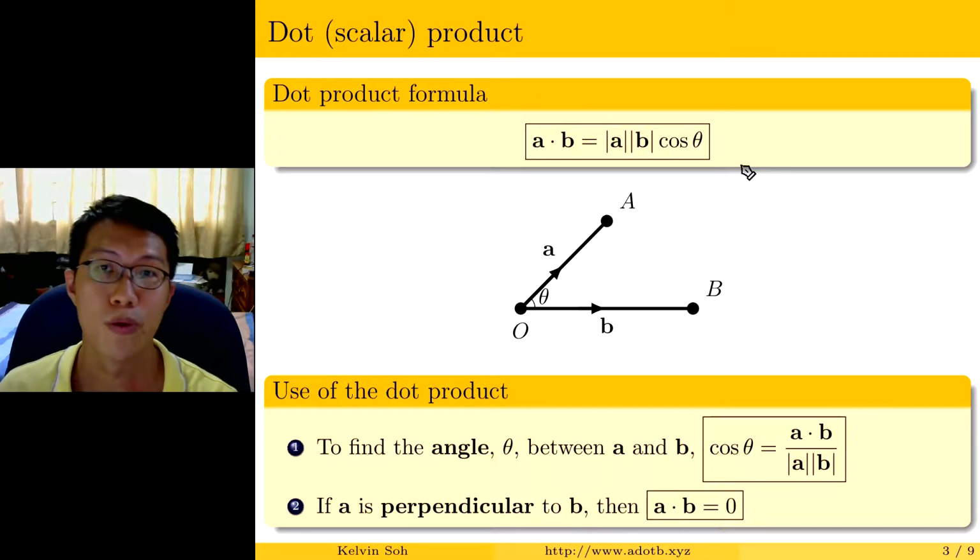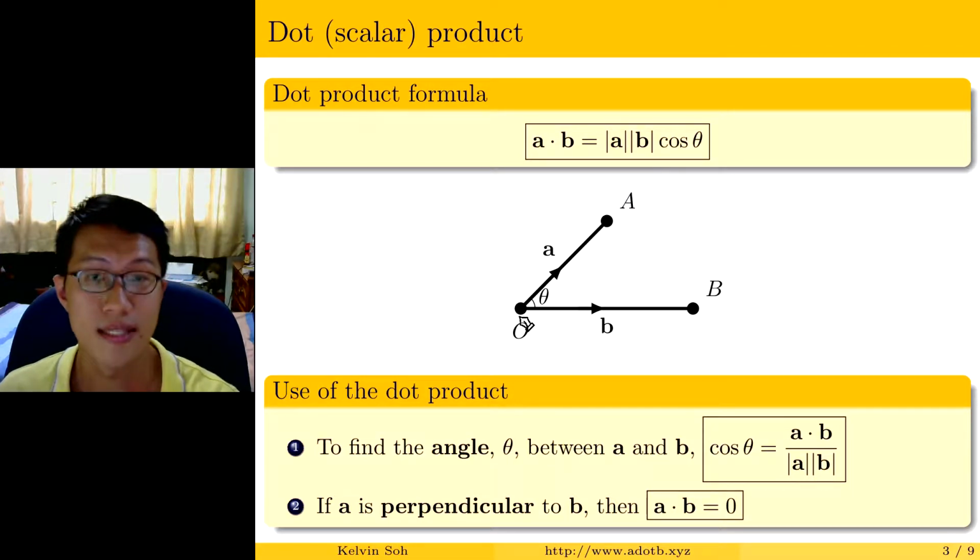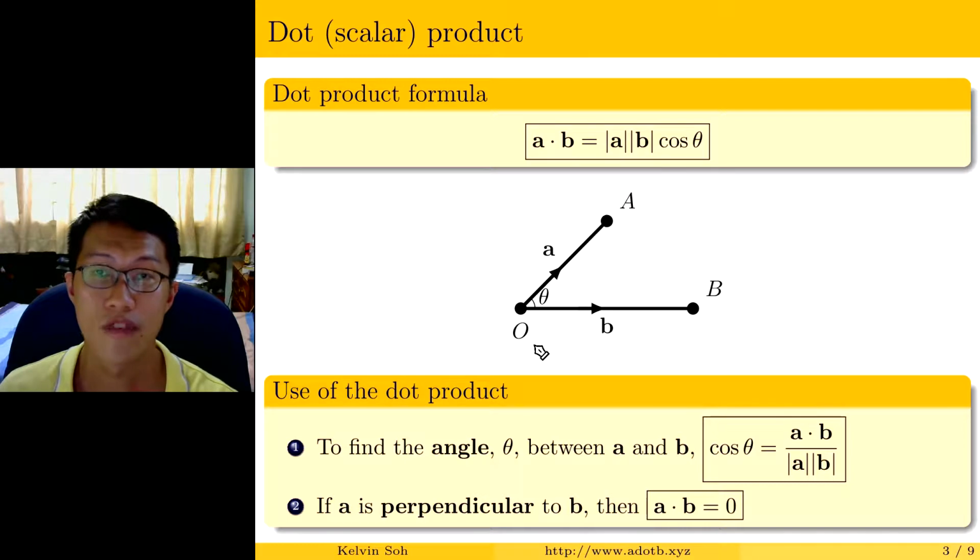So when do we use a dot product and when do we use this formula? There are two main applications where we often use this. The first application is to find angle. So we are interested to find the angle between two vectors or two lines.